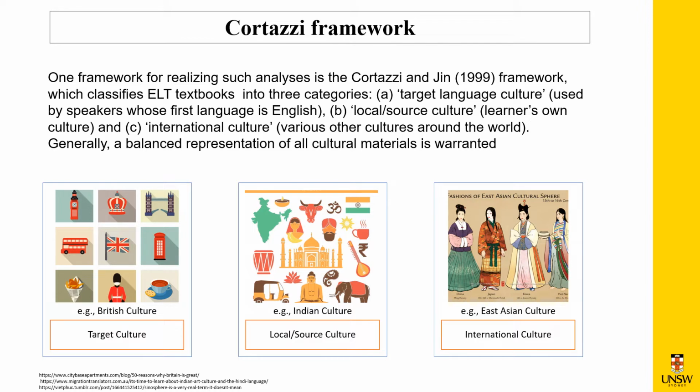There are two frameworks that I utilize in my analysis of ELT textbooks. The first is the Cortazzi and Jin framework. It classifies ELT textbooks into three categories. Number one, target language culture, used by speakers whose first language is English. Number two, local or source culture, that is learners' own culture. And number three is international culture, which is various other cultures around the world. Generally, a balanced representation of all cultural materials is warranted.